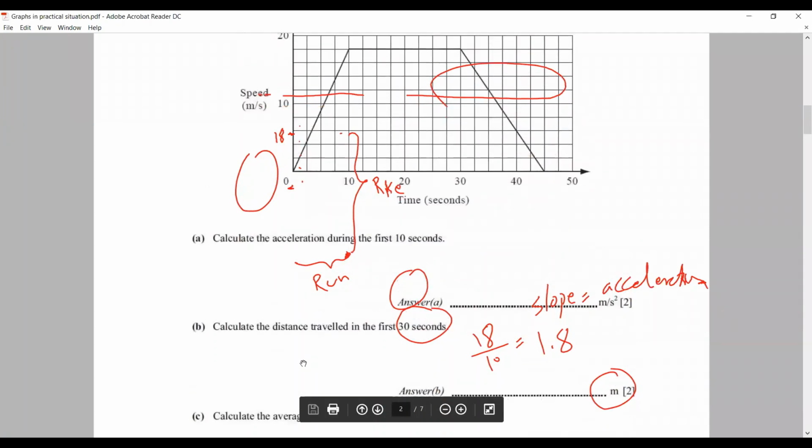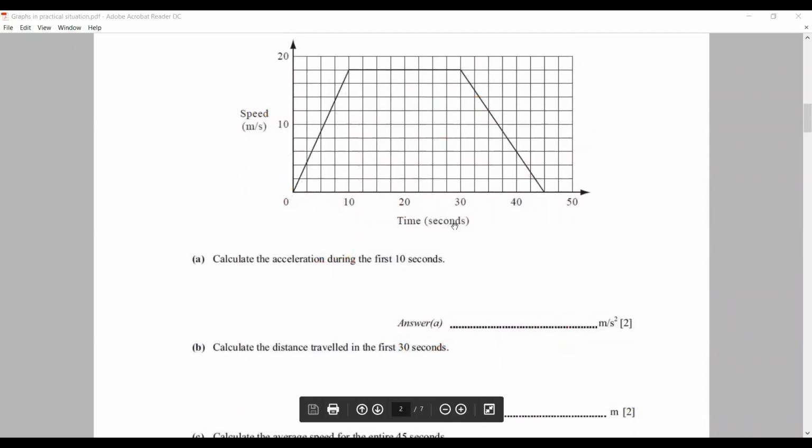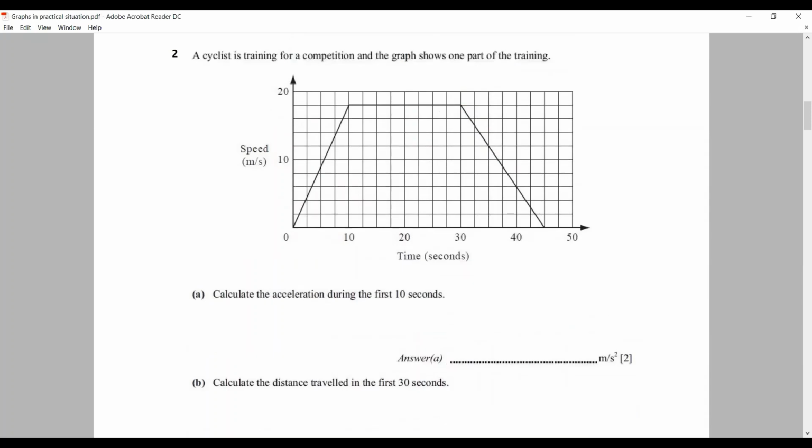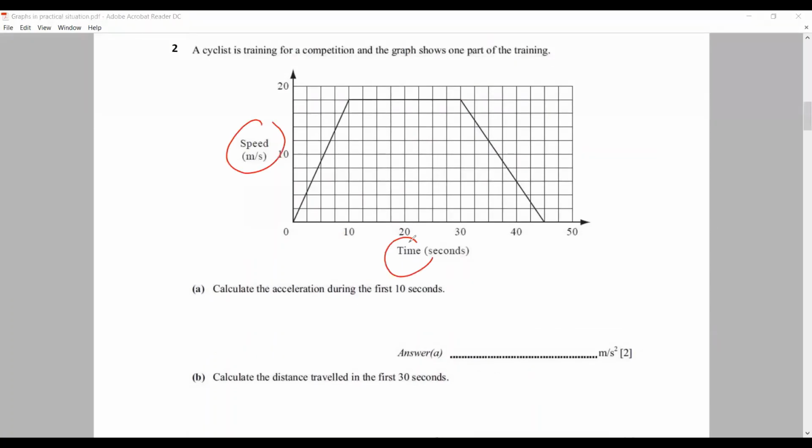Moving on to the next part. Calculate the distance traveled in the first 30 seconds. Again, this is a speed versus time graph. And if you want to find out the distance traveled, you need to look at the area enclosed between the curve and the time axis. So that would be this whole area until the 30 seconds.